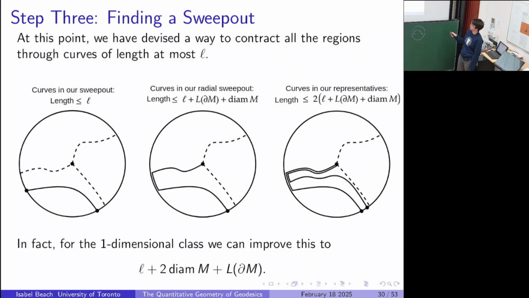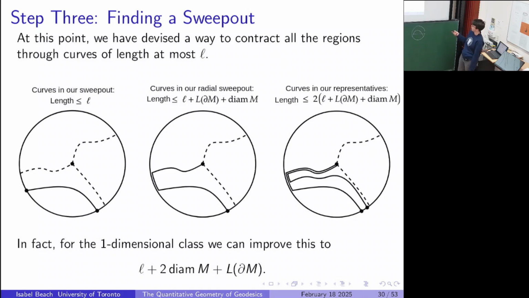So through some length L, we've got our sweep out, then we can connect everything to the middle, and then we take pairs of curves to make our representatives of our homology classes. So in total, our length is going to be twice little l, which is however long it took us to sweep out these disks, plus the boundary, plus the diameter, which is the length of this geodesic. In fact, for the one-dimensional class, we can prove this a little bit, but this is essentially as good as we can do.